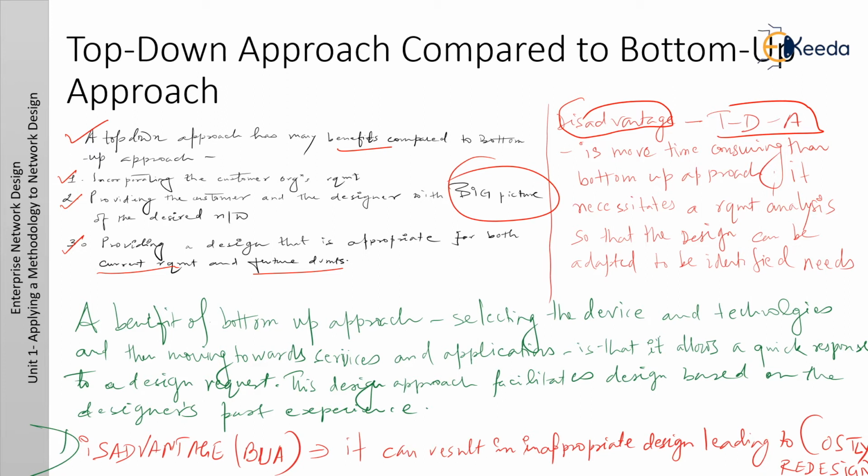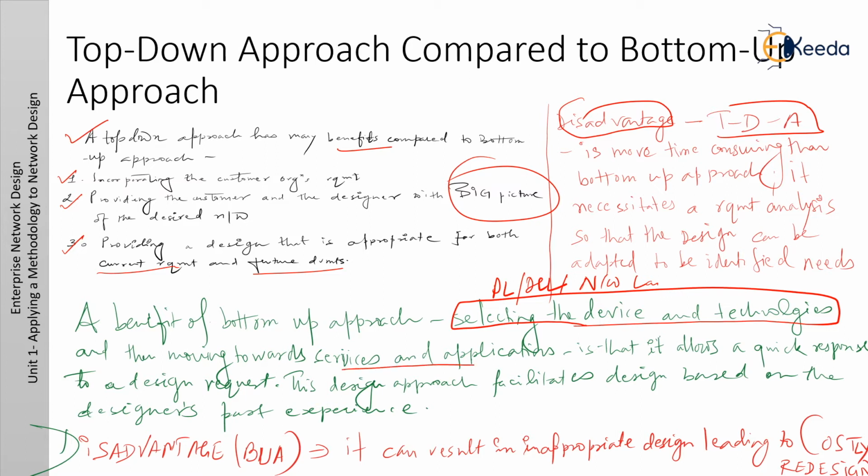Now come to the bottom-up approach. A benefit of the bottom-up approach is selecting the devices and technologies. It is a very low-level task, meaning this task is of the physical layer and data link layer or even the network layer, and then moving towards services and applications. Services means transport layer, and application is the application layer. It allows a quick response to design requests.